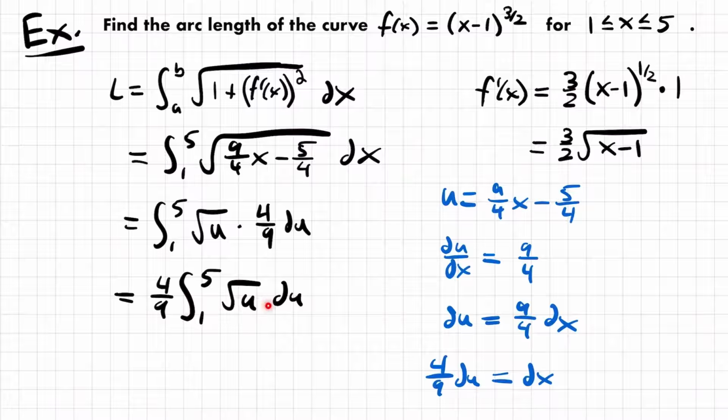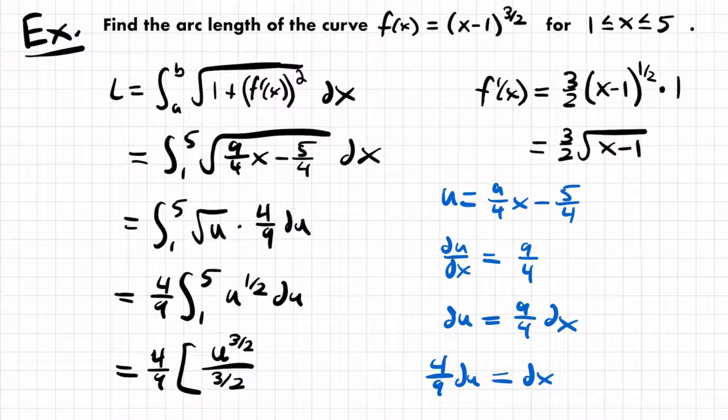And so now we have our integral in terms of u, and so now we can integrate. And note that the square root of u can be rewritten to be u to the 1/2 power. So let me do that real quick. We'll have u to the 1/2 power, and now we can more easily see how to use the power rule of integration. We'll add 1 to that exponent, and then divide by that new exponent. And so this will be equal to 4/9 times u to the 3/2 power divided by 3/2 evaluated from 1 to 5. Right, 1/2 plus 1 is 3/2, so that's our new exponent, and then we divide by 3/2.